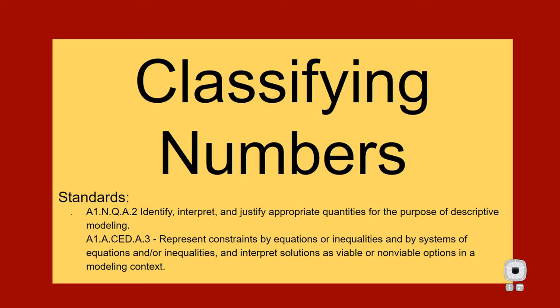A part of doing those standards, to identify, interpret and justify those appropriate qualities for modeling, you've got to understand how to classify numbers to do that, as well as that second standard there, where we want to represent the constraints on equations or inequalities. And primarily for the first part of this, we're just strictly limiting ourselves to those two parts. Later on, we'll be working with the other parts of that standard.